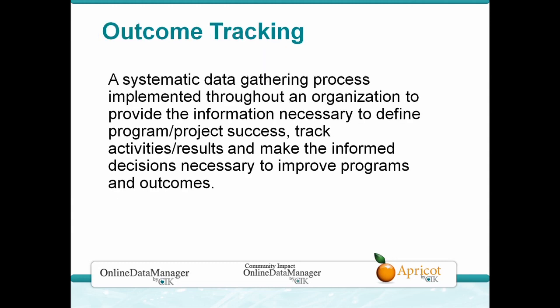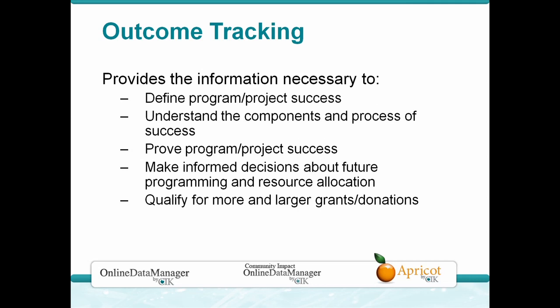The first one is outcome tracking itself. What is that? It's a systematic data gathering process implemented through an organization to provide the information necessary to define the program project success, track activities and results, and make informed decisions. So that's what outcome tracking is about. So it helps you define the program project success, understand the components and process of success, prove program project success, make informed decisions, and it also enables agencies and funders in some cases to qualify for more and larger grants and donations if you have a good outcomes tracking program.